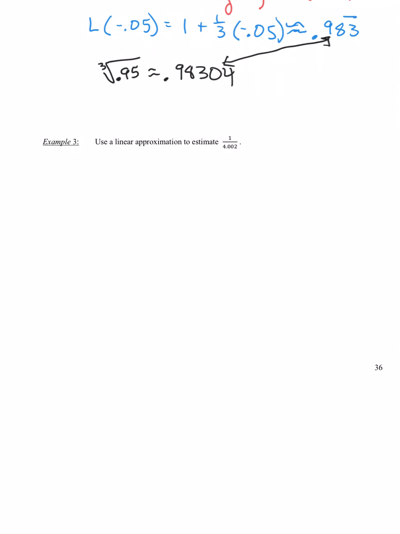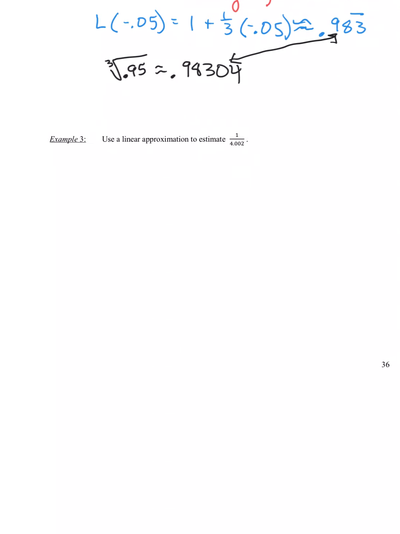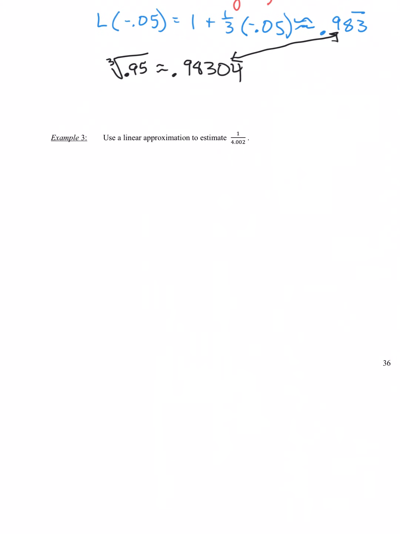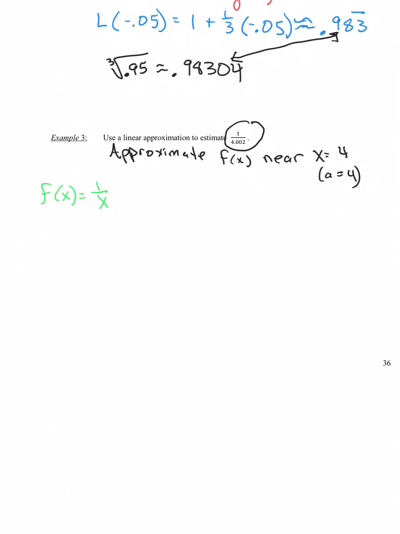Number 2 is much of the same thing, and if you don't mind, I'm going to fly through this one. Please just notice they gave us this value right here, and this value in the denominator, 4.002, is super close to 4. So we're going to approximate our function very close to a equals 4 here. I'm just going to write down all these derivatives and explain this part as well.